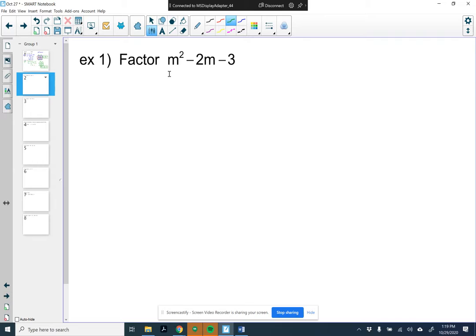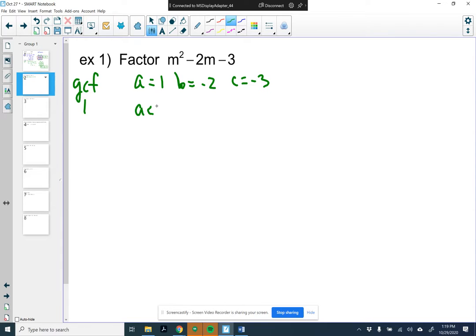All right. A is 1. B is negative 2. C is negative 3. Did I check for a GCF? I did. It's just so automatic. I just do it without thinking about it. M squared, negative 2m, and negative 3. Only common factor they have is 1.